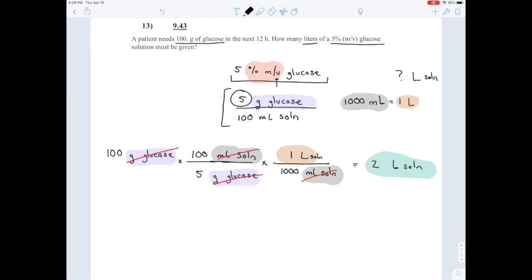And you can get a sense of how big that is. That's how big those soda bottles are that sometimes come with pizzas, 2-liter bottles. So that's how much solution you'd have to give the person of this 5% mass volume glucose in order to give them the 100 grams that they need.